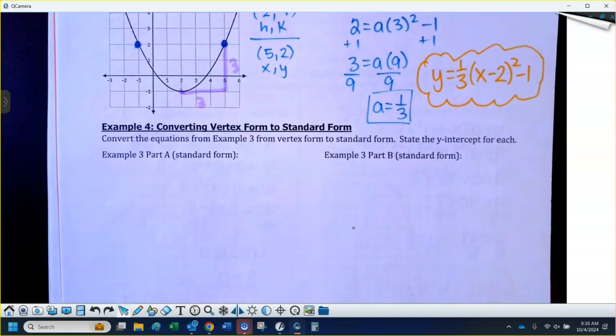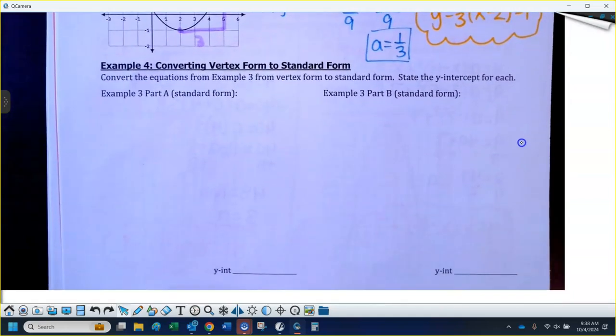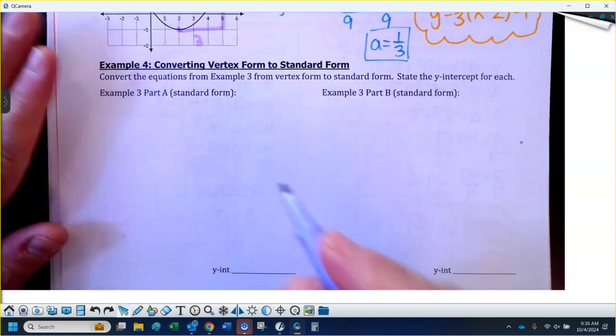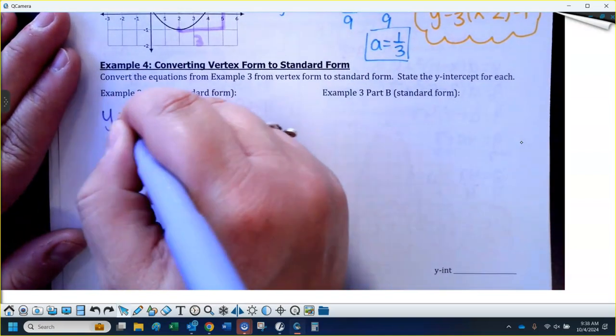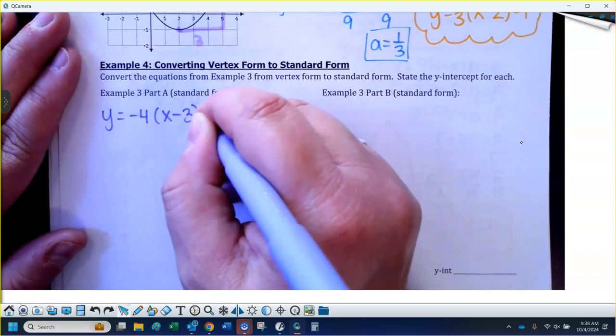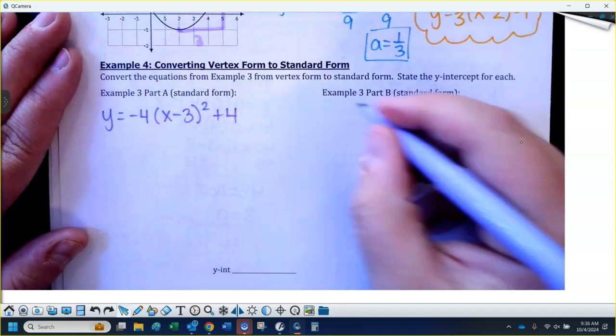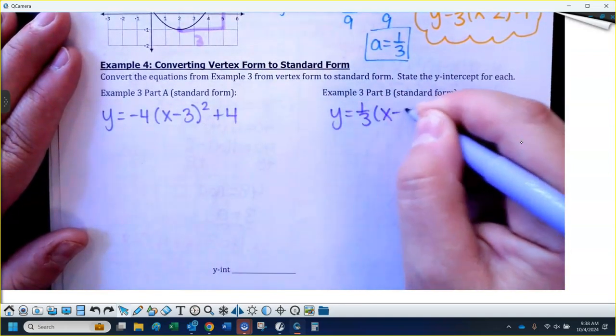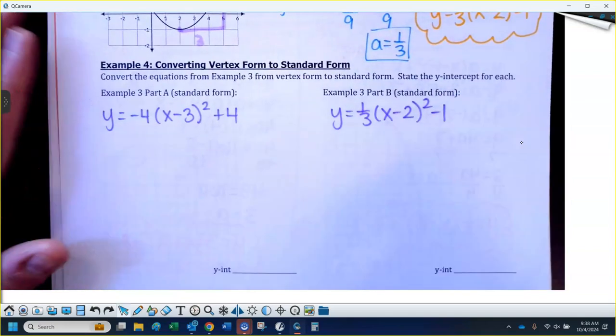Okay, I want to practice this one more time. So this is going to ask you to go ahead and put the equation in standard form to just practice. I had some people kind of mess this up on the quiz too, so I'm going to go over this with you guys again. I'm just going to rewrite the equation from part A and from part B, and we're going to write these in standard form here real quick.